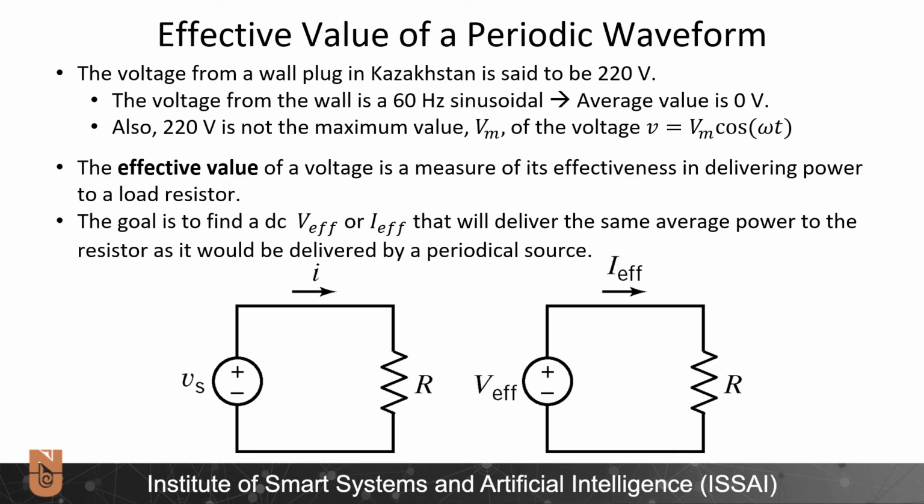When we connect an electrical device, such as a washing machine or laptop computer, to the wall plug in Kazakhstan, we say that we connected to 220 volts. Indeed, this is so in most of the countries in the world, except a select few which use 110 volts instead of 220. The voltage from the wall is at 60 Hz sinusoidal with the average value 0 volts.